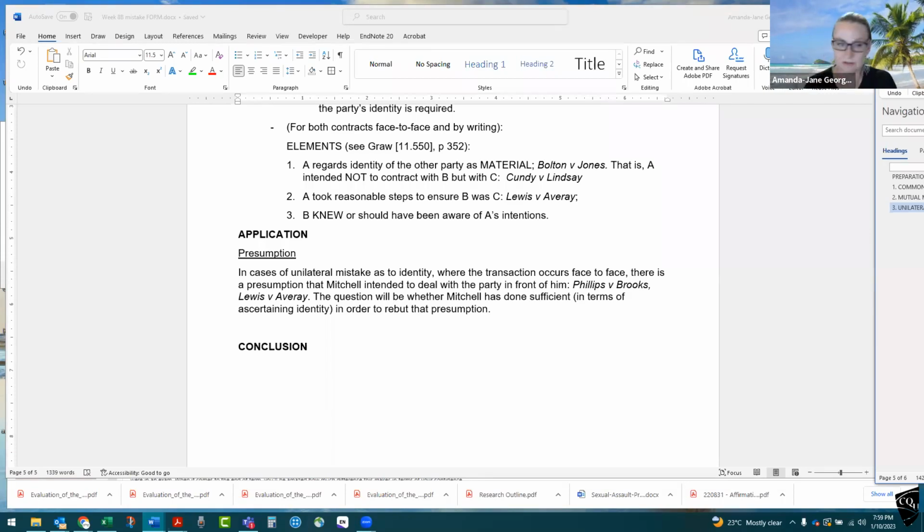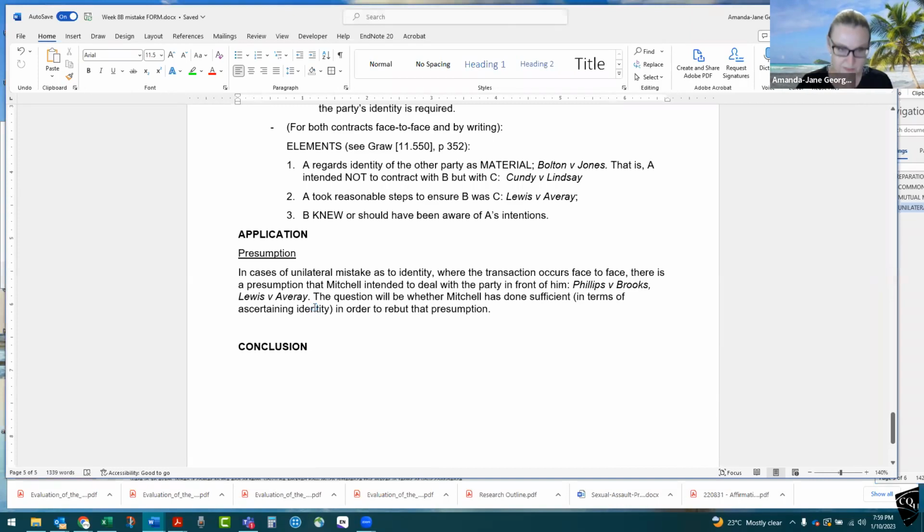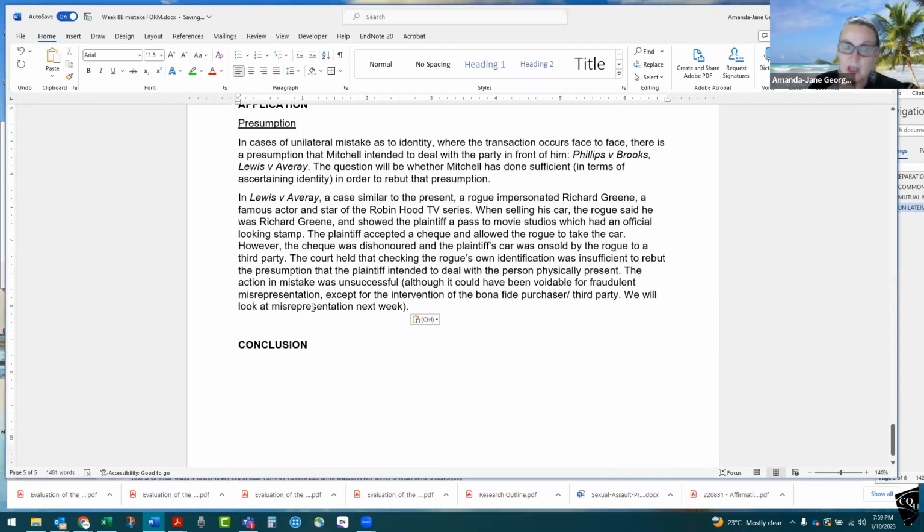Anyone got any idea? It's actually Lewis and Avery. So in this case, we had a rogue impersonating Richard Green, and a poor little person was selling their car. The rogue said they were Richard Green, showed an official looking pass from movie studios, which purportedly proved that he was this famous actor, Richard Green.